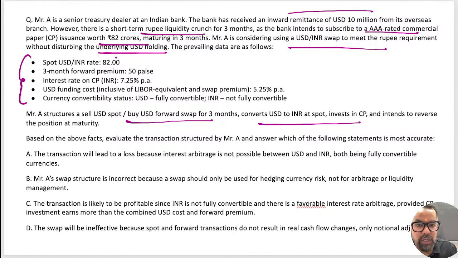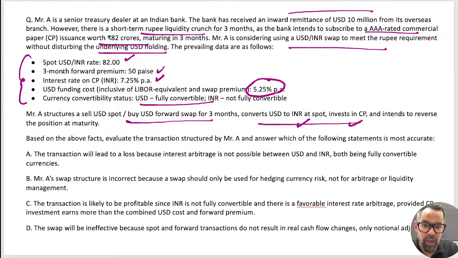So spot is 82, 3 months premium is 50, interest rate is 7.25, and the USD funding cost is 5.25, and our convertible is this. So Mr. A will sell USD spot and buy USD forward. Forward means it will cost 82.50 at 3 months, right? Convert to USD INR spot and invest in CP. CP interest is what?